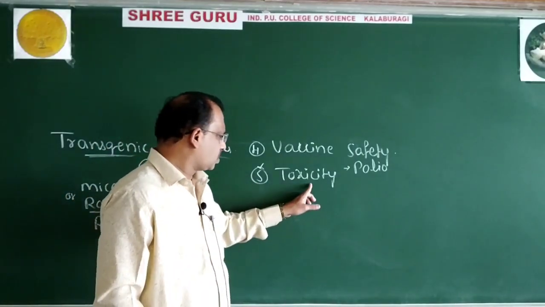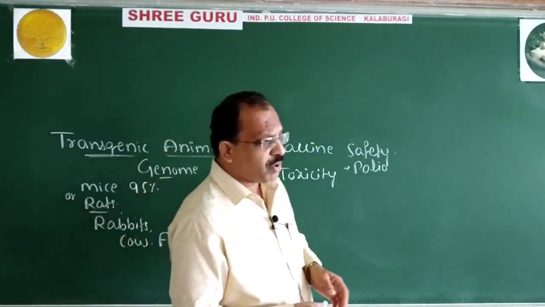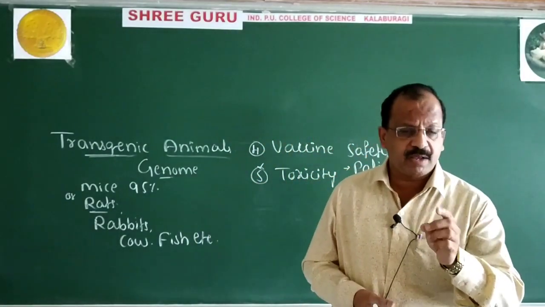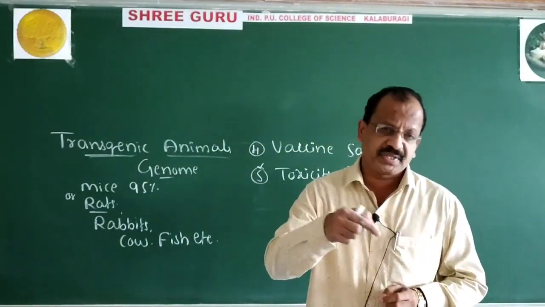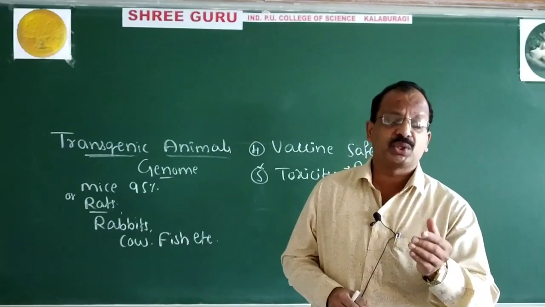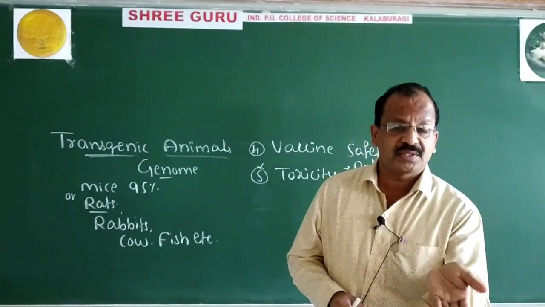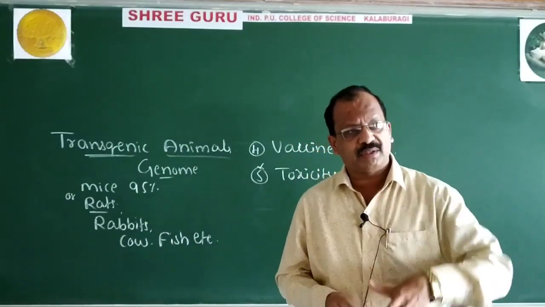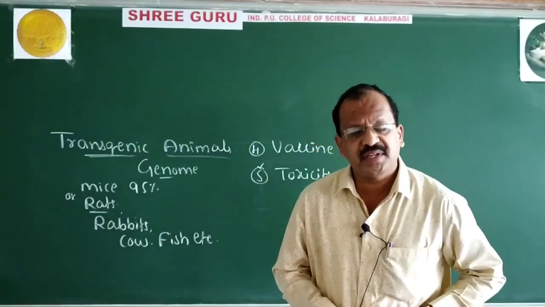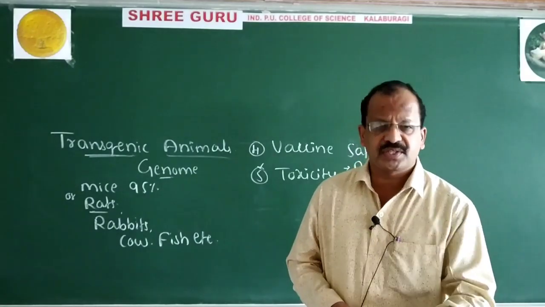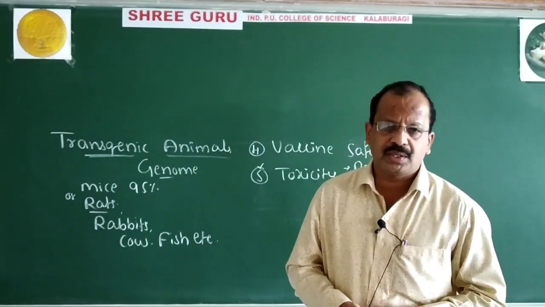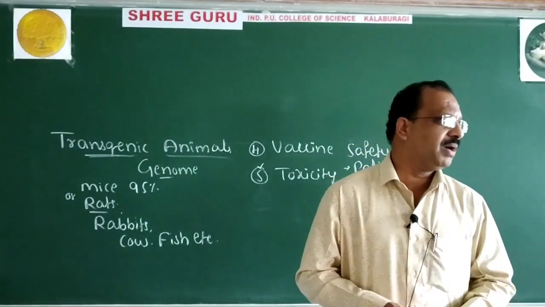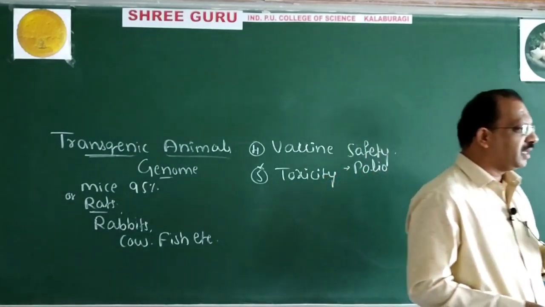Okay, so toxicity, first you have to make the transgenic animal more sensitive by introducing the gene when comparing with a non-transgenic animal. Followed by that, when it is introduced on the toxic substances, this transgenic animal will show fast result when comparing with non-transgenic animals.